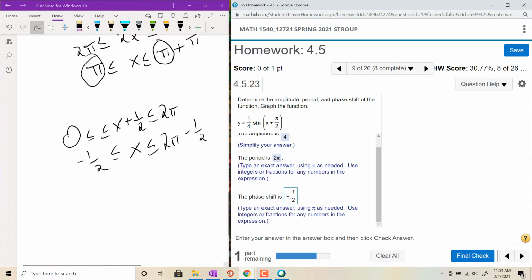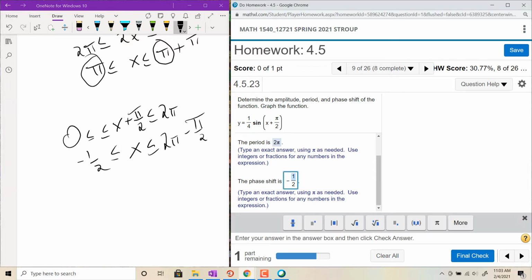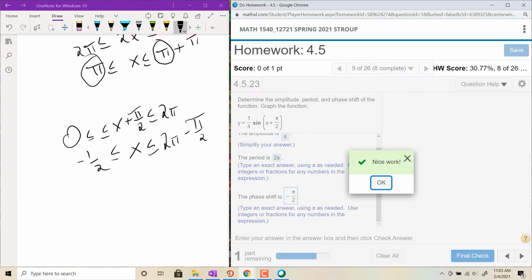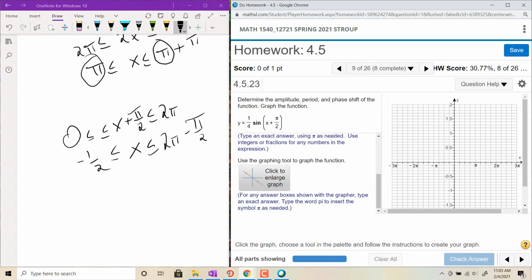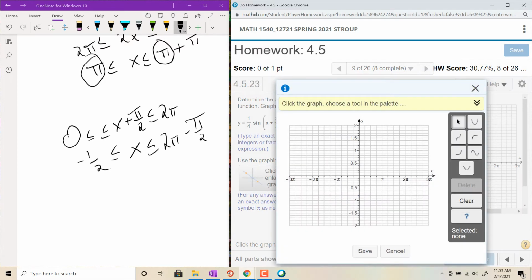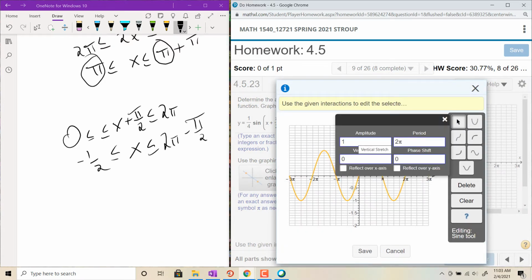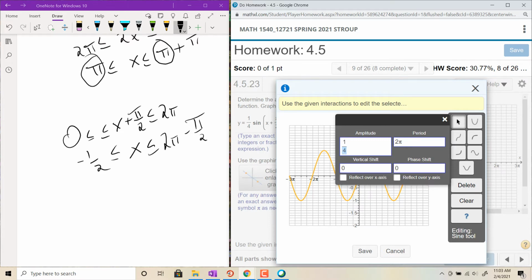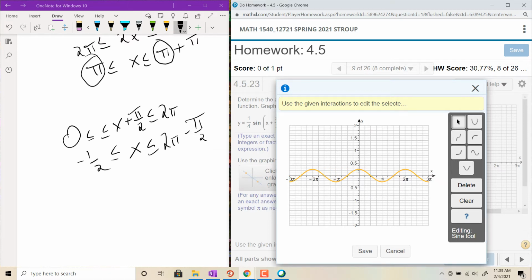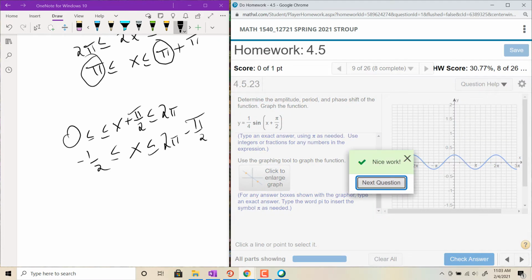I wrote 1/2. It's supposed to be pi over 2. I just miscopied it. So I need a pi in the numerator. And then, you know, I'll go ahead and do this business. Amplitude's 1/4 this time. Period is still 2 pi. Phase shift negative pi over 2. Save. Check answer.